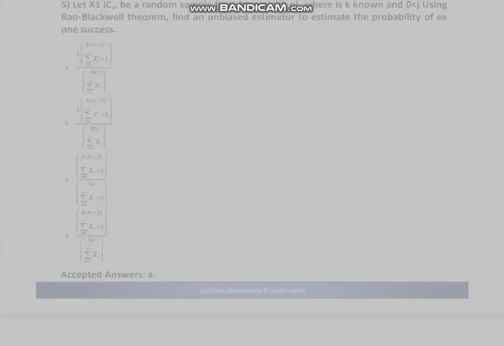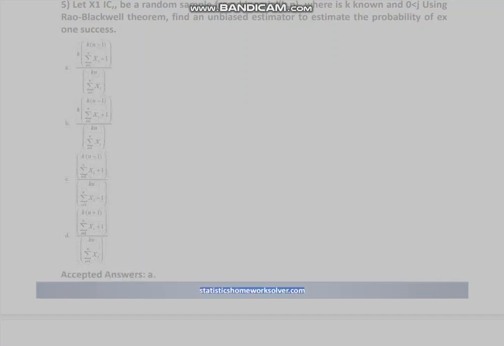5. Let X1, ..., Xn be a random sample from a binomial (k, p) distribution, where k is known and 0 < p < 1. Using the Rao-Blackwell theorem, find an unbiased estimator to estimate the probability of exactly one success. Accepted answer, A.